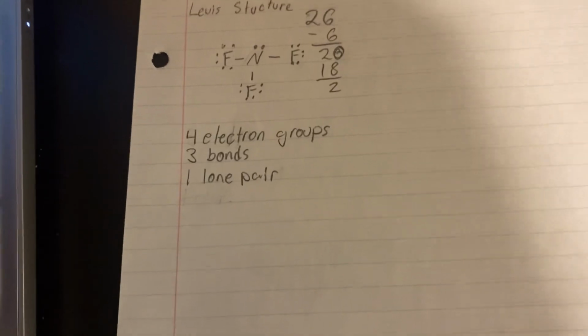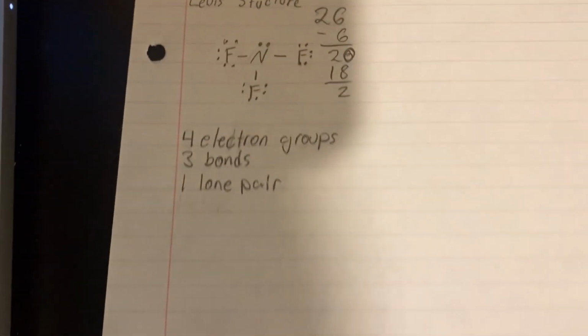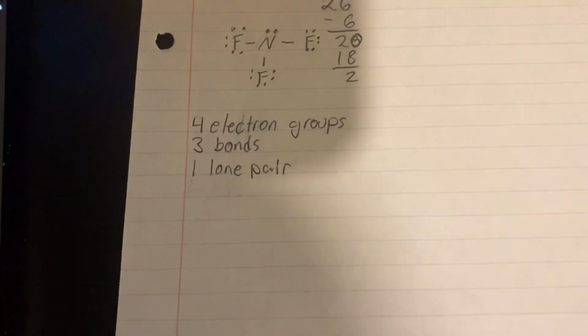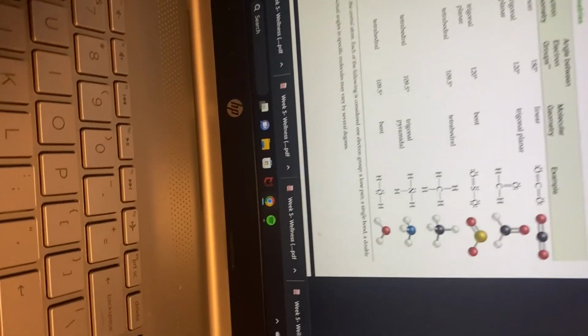The final thing to look at with NF3 is the 4 electron groups, 3 bonds, and 1 lone pair. So looking at the chart I have here, we find 4, 3, 1, which is right there. So the electron geometry is tetrahedral. Angles between the electron groups is 109.5. The molecular geometry is triangular pyramid something.